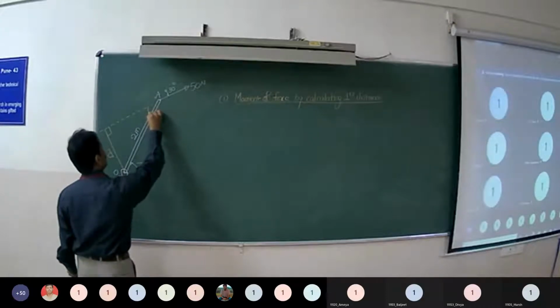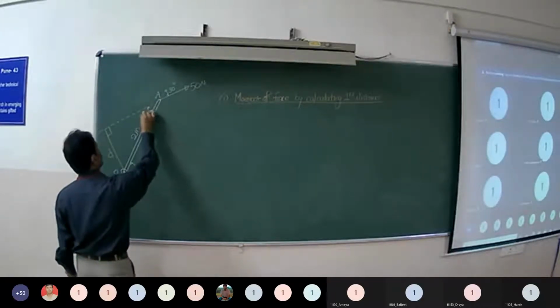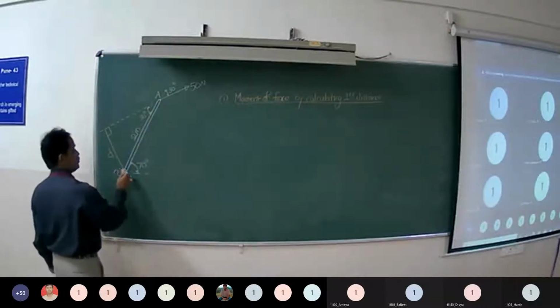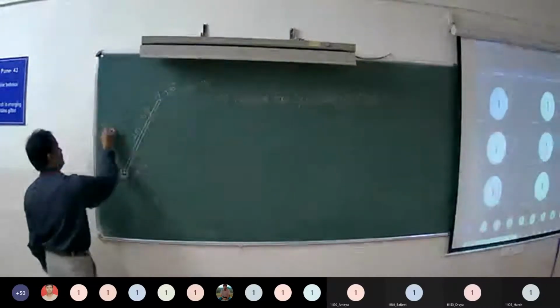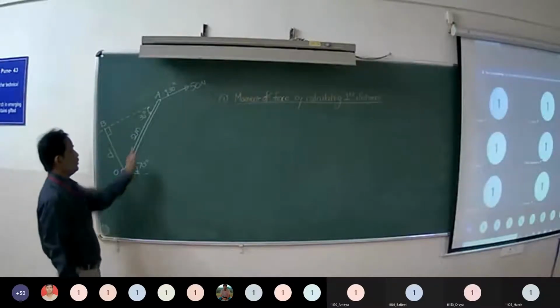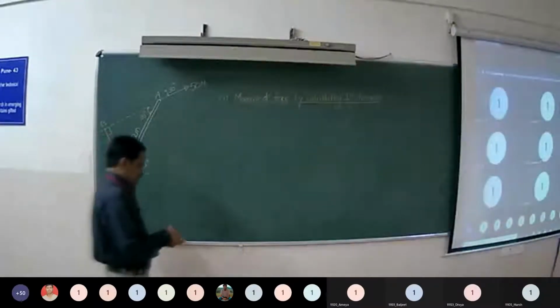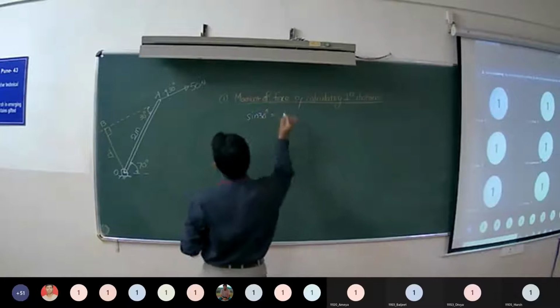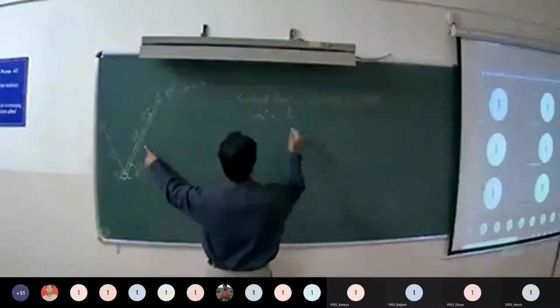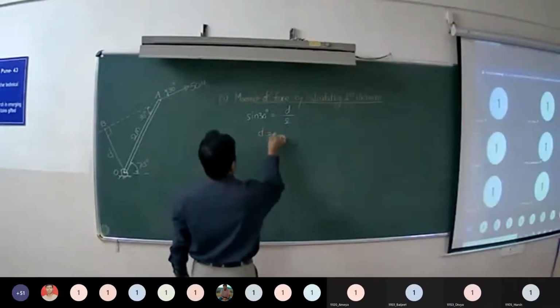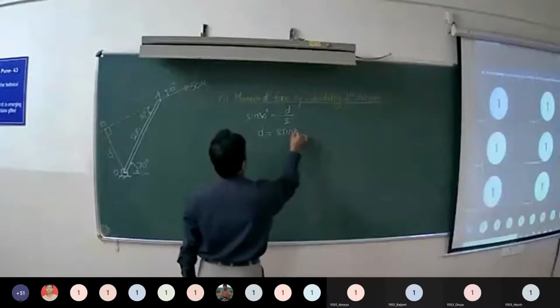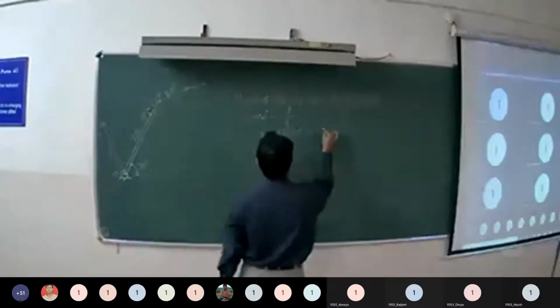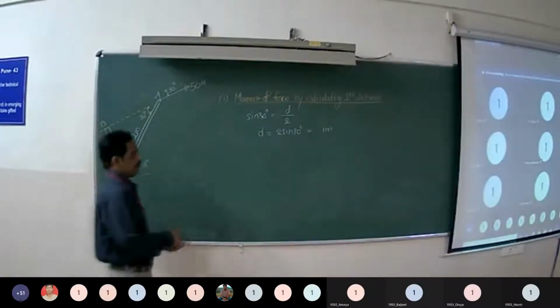From the figure you have this angle as 30 degrees. Let us say this is OAB. From the right angle triangle OAB, sin 30 is equal to the opposite side D upon the hypotenuse 2. So D is equal to 2 sin 30, that is 1 meter. That is the perpendicular distance.